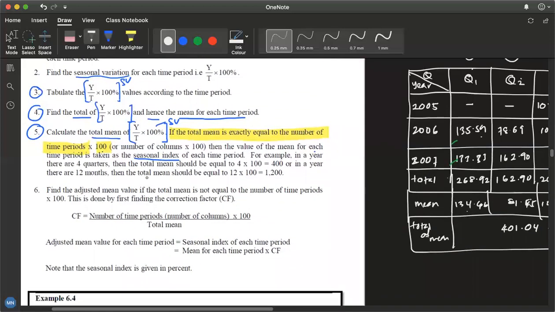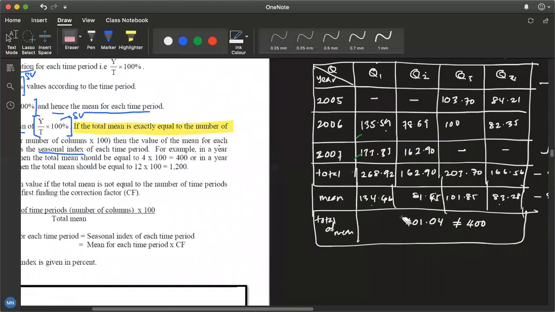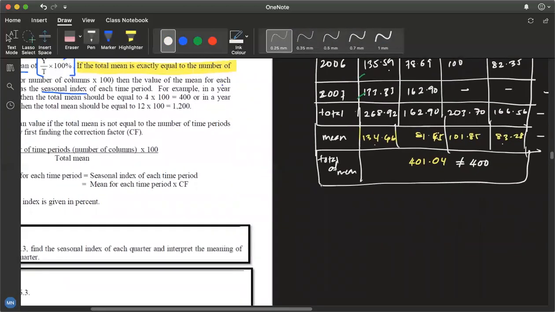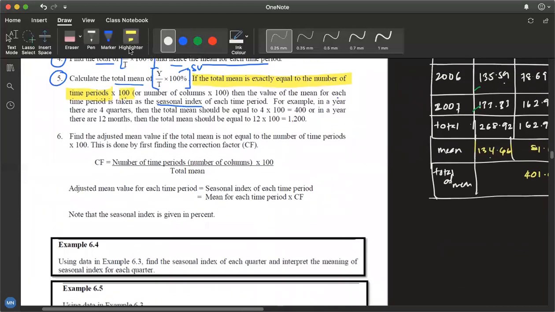So if the total mean is exactly equal to the number of time periods, so this value, if it equals 400, then this 134.46 and all of these would be our seasonal index. But since now the total mean is not equal to 400, the next step is we need to adjust the mean. Adjust the mean value.